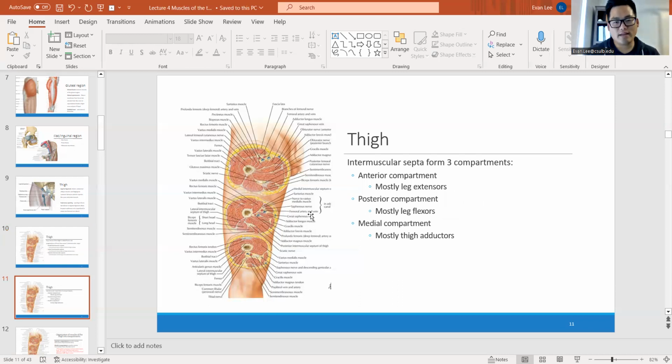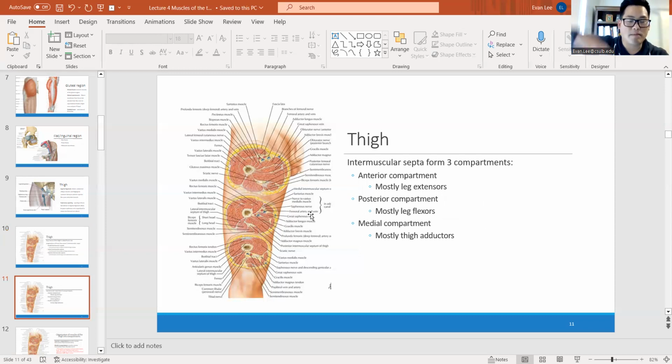So in the thigh, you have the anterior, posterior, and medial compartments. The anterior compartment is mostly going to be leg extensors. So leg extensors, what does that mean? You extend the leg, or extend the knee joint. So when you straighten out the knee joint, you are extending the leg.